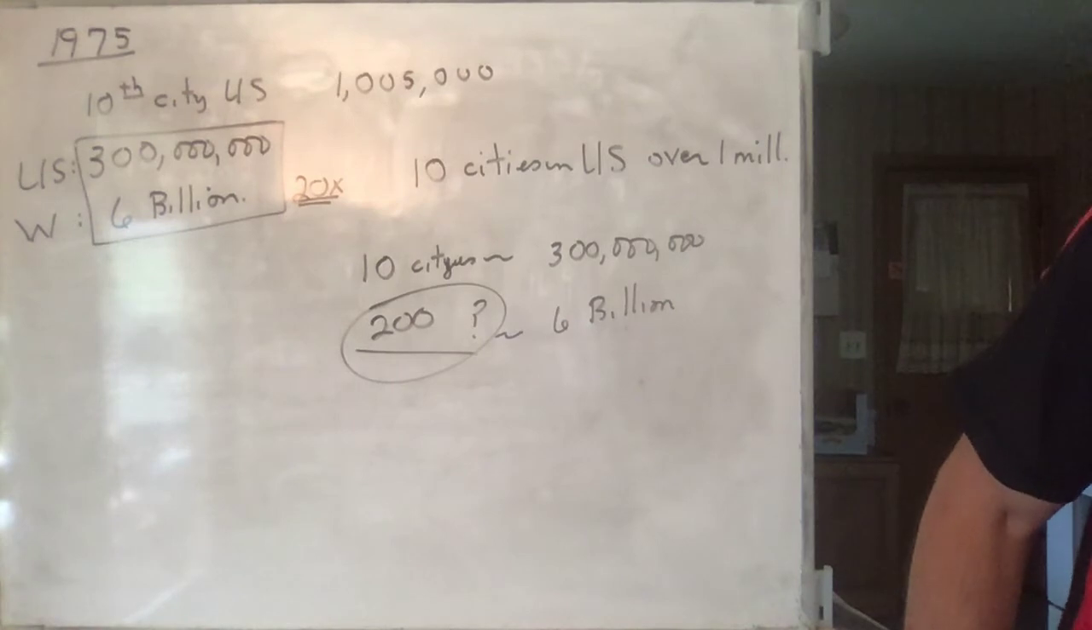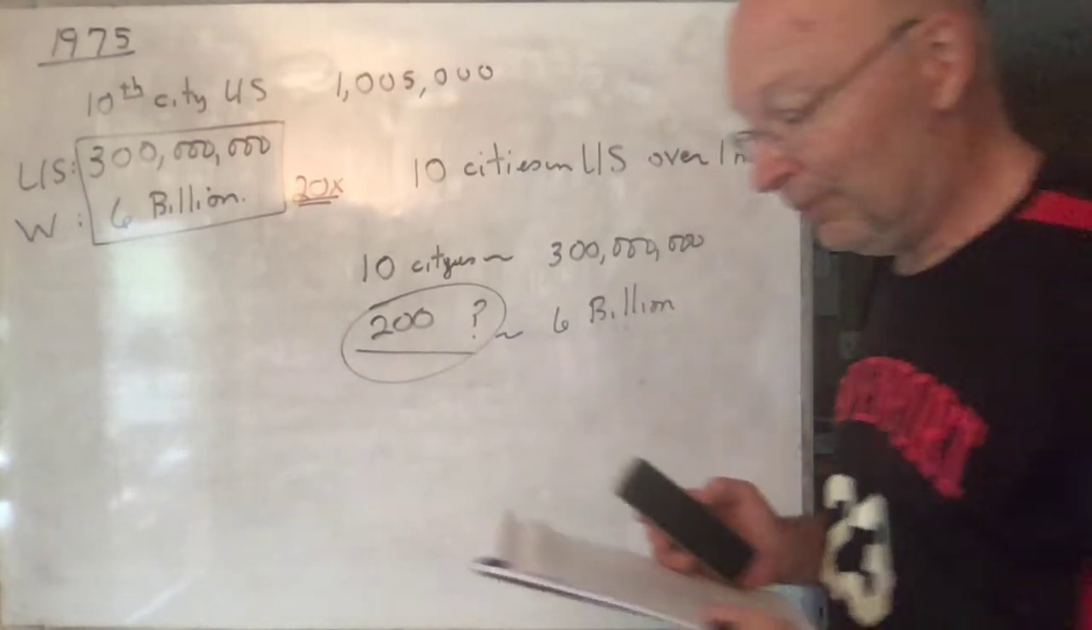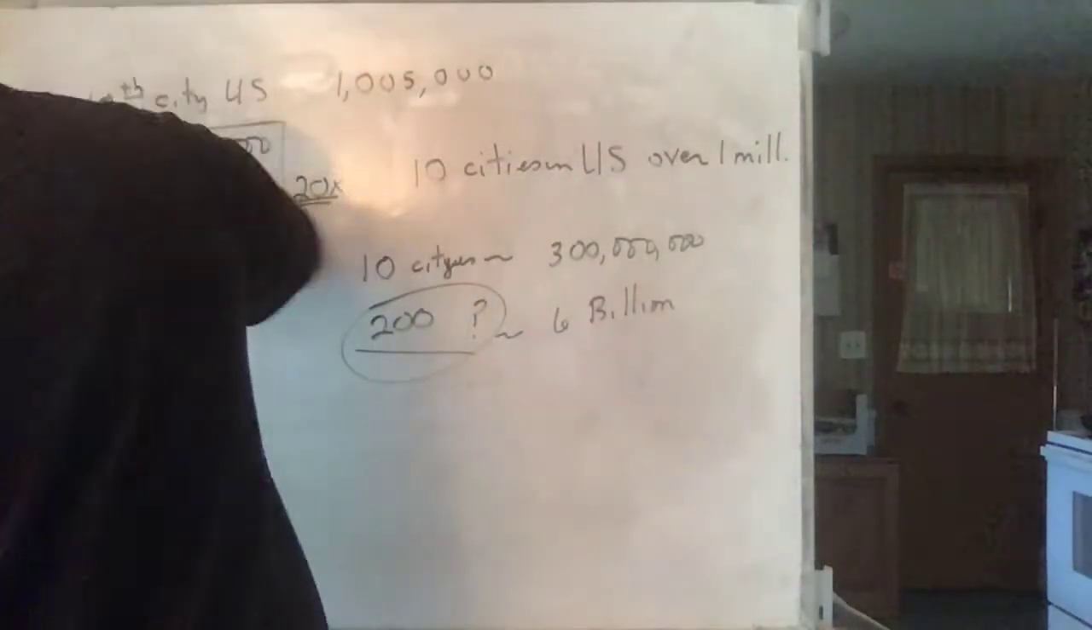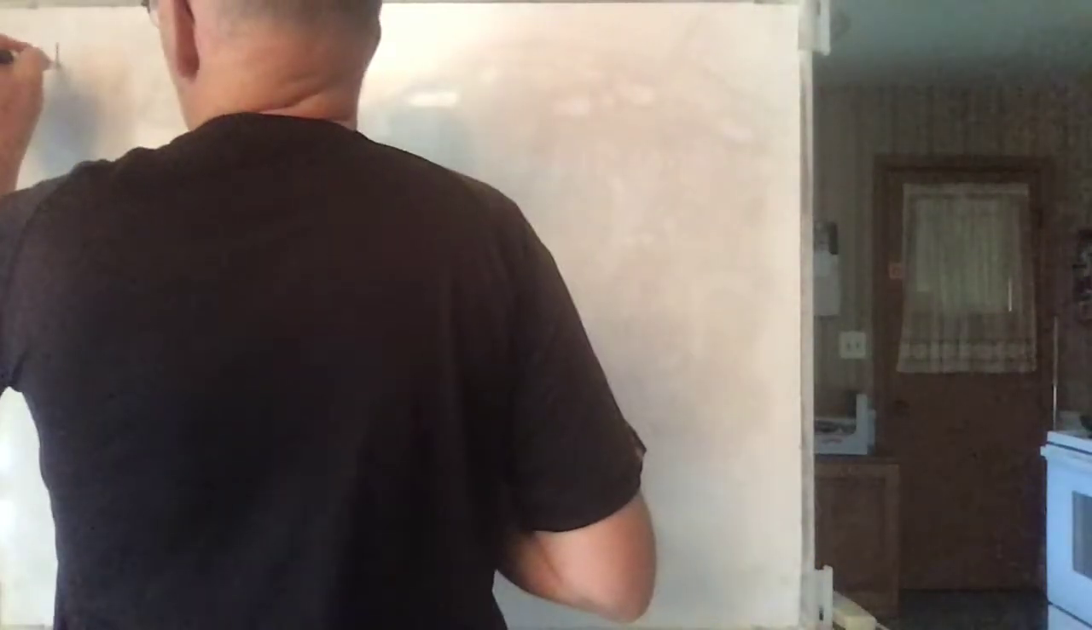Okay, so there's that. Let's talk about this kind of thing in a little more detail. The kind of thing we're talking about is called a direct variation.